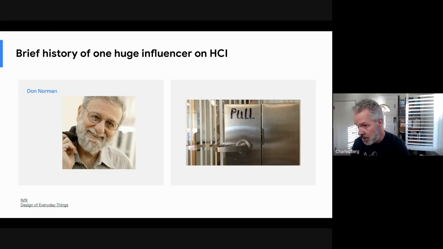He has a number of different rules, but one of them was famous, which is the picture on the right, which is an example of what is called a Norman door, named after Don Norman. Unfortunately, he probably isn't too happy about this. But basically, his point was that even something as simple as a door can have a user interface.